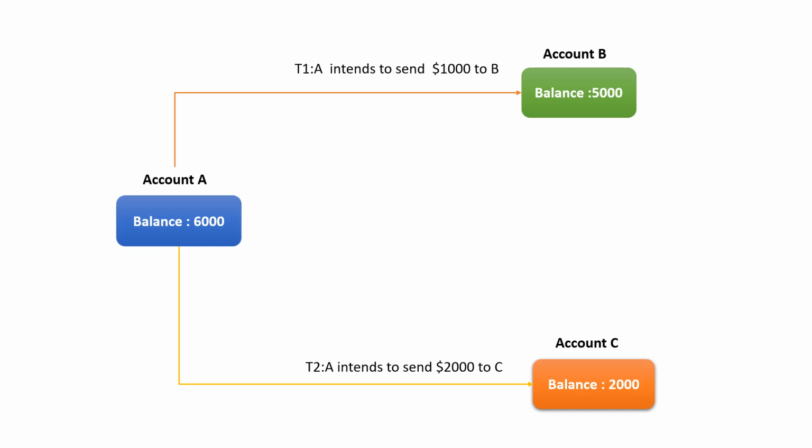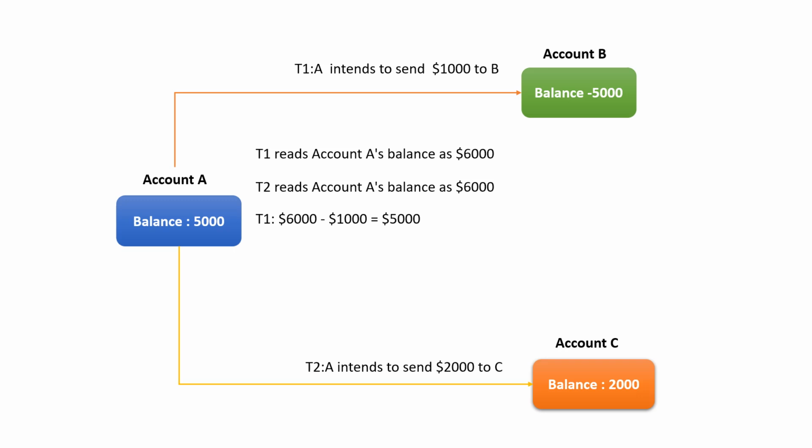Transaction T1 wants to send $1,000 to account B, and at the same time, transaction T2 wants to send $2,000 to account C. Both T1 and T2 read the balance of account A as $6,000 because they are executing at the same time and isolation is not yet enforced.